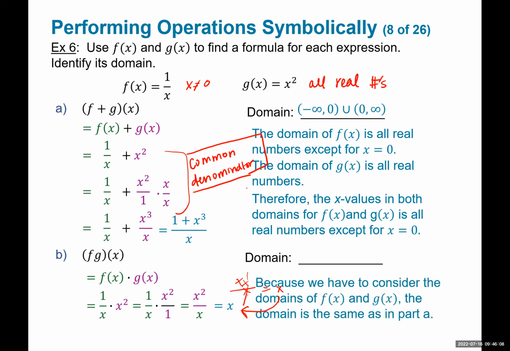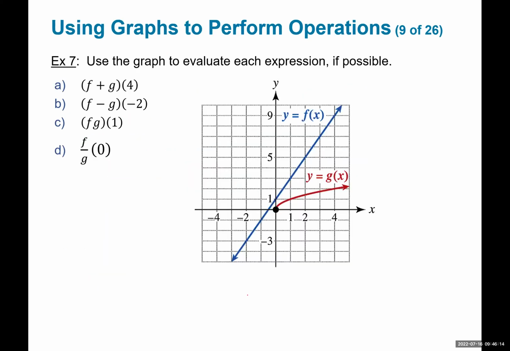The domain is the exact same as part A, because we just put the domains together. We don't have to make any extra considerations for the denominator because we weren't dividing.